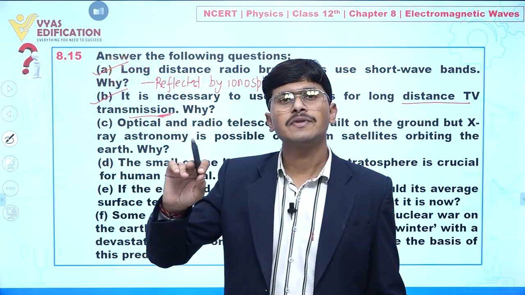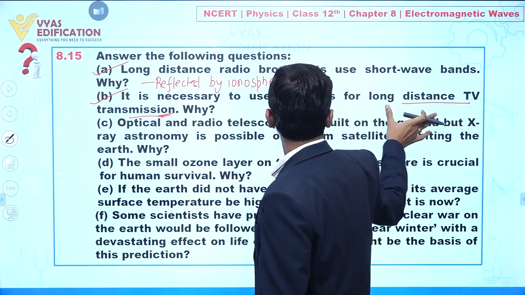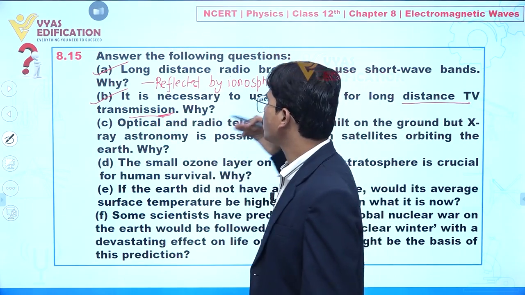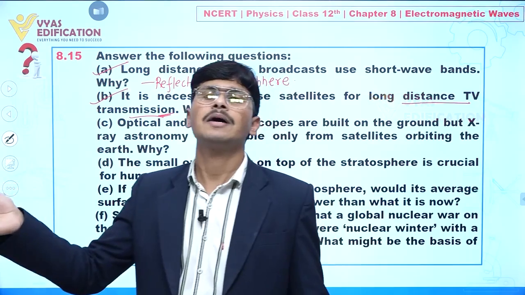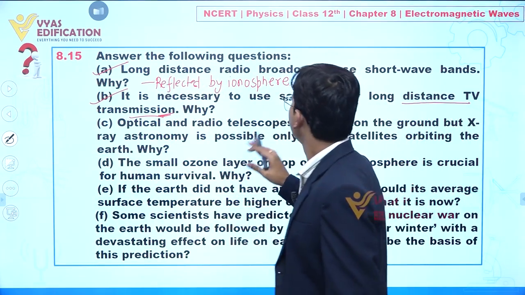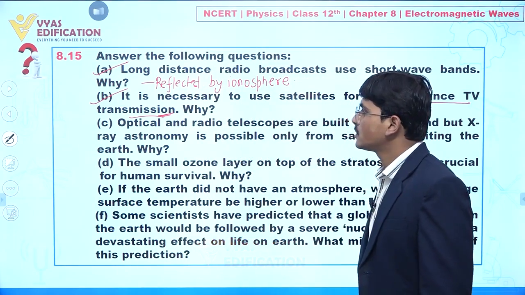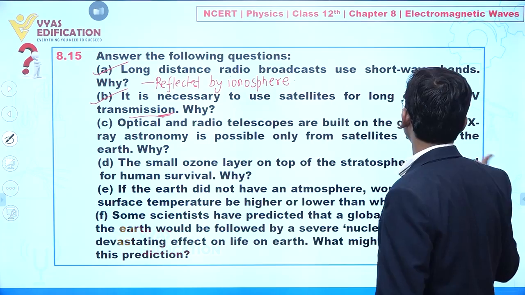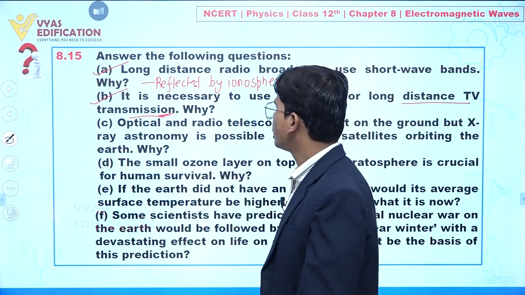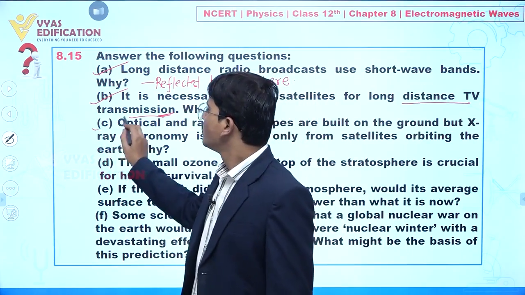A very simple answer we have: the electromagnetic wave that is emitted for TV transmission is not reflected by the ionosphere, so we need an artificial satellite, and that's why we use this one, clear. Now if we are talking about part C, optical and radio telescopes are built on the ground, but X-ray astronomy is possible only from satellite, why?